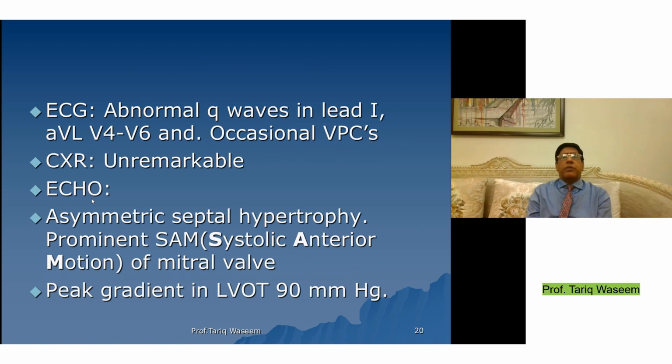ECG of this patient showed abnormal Q waves, particularly in leads 1, AVL, and V4 to 6. There were a few VPCs or ventricular premature contractions noted. Chest X-ray was unremarkable. On echo, an asymmetric septal hypertrophy was noted. The septum was more than 1.6 times thicker than the posterior wall. There was prominent systolic anterior motion of the mitral valve, and a gradient noted in the left ventricular outflow tract, which was around 90 millimeters of mercury.